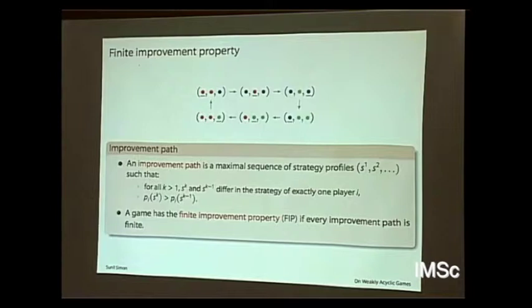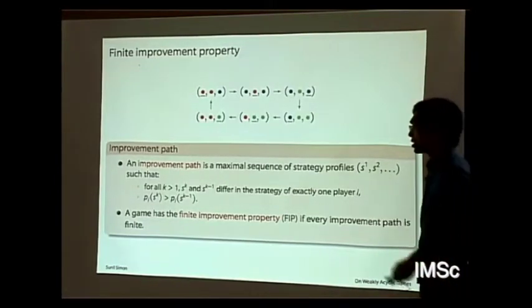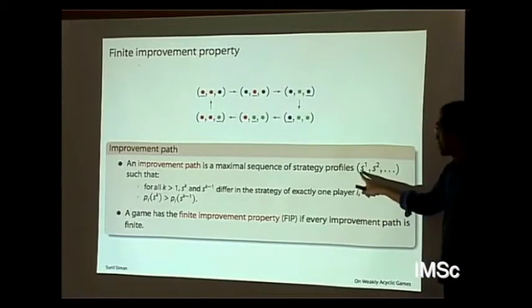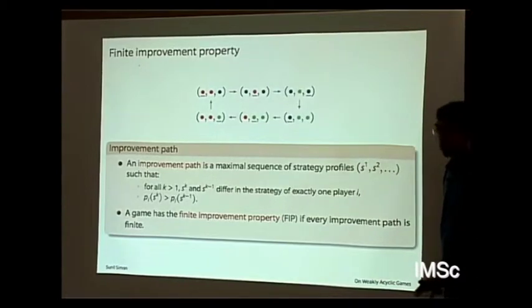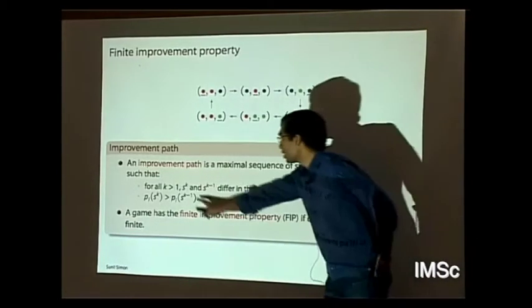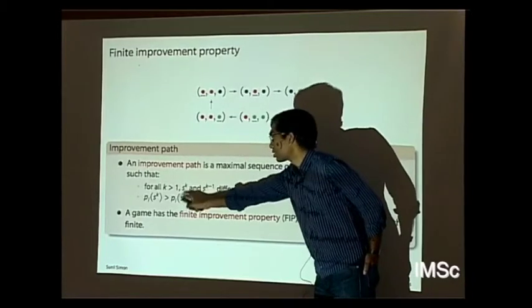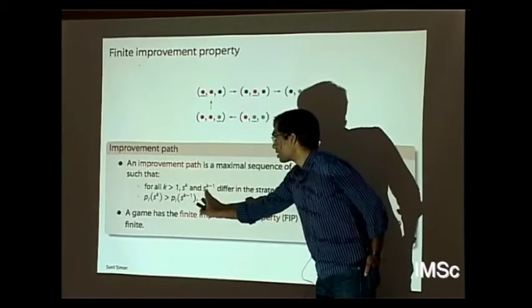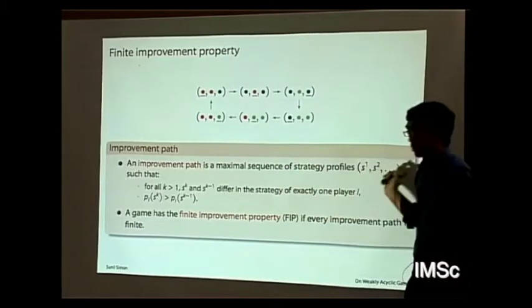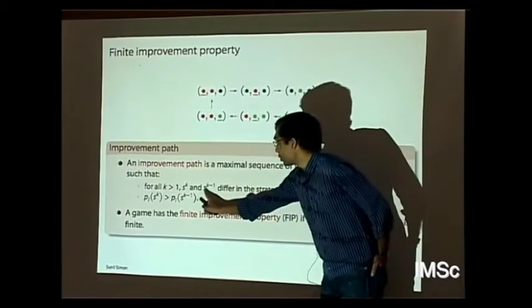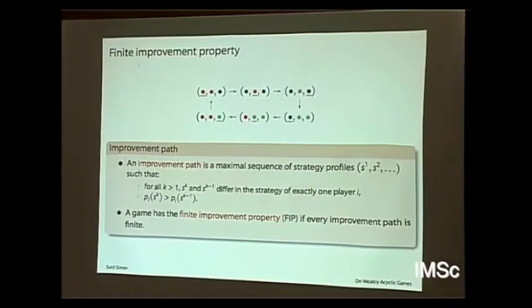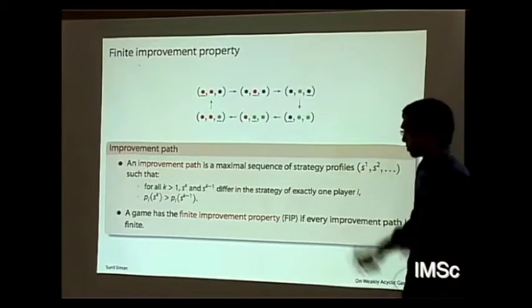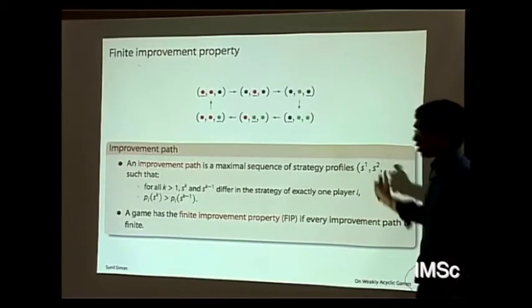It's called an improvement path. So firstly, what is a path? A path is simply a sequence of strategy profiles, S1, S2, and so on, which satisfies the following condition. You take any two consecutive strategy profiles, let's say Sk minus 1 and Sk in this path. The only difference between Sk minus 1 and Sk is that exactly one player changes its strategy. Everything else remains the same. So then it's called a path.